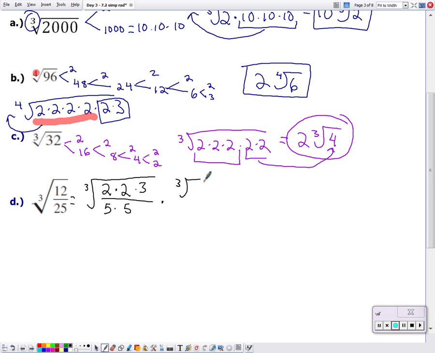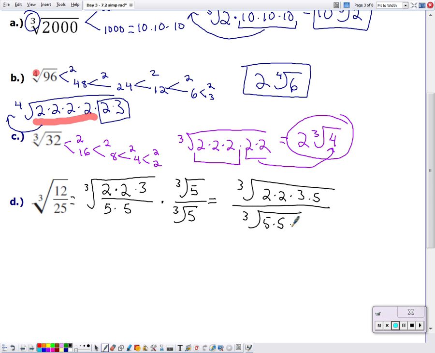So I'm going to multiply by the equivalent of 1. I'm going to multiply by third root of 5 over the third root of 5. I'm only going to do this step out once. That gives me in the numerator 2 times 2 times 3 times 5. And then the denominator will be the third root of 5 times 5 times 5. Well, the cube root of 5 times 5 times 5 is just 5. The cube root of 2 times 2 times 3 times 5 doesn't reduce, so we're just going to have the cube root of, this is 4 and this is 15, that makes it 60.